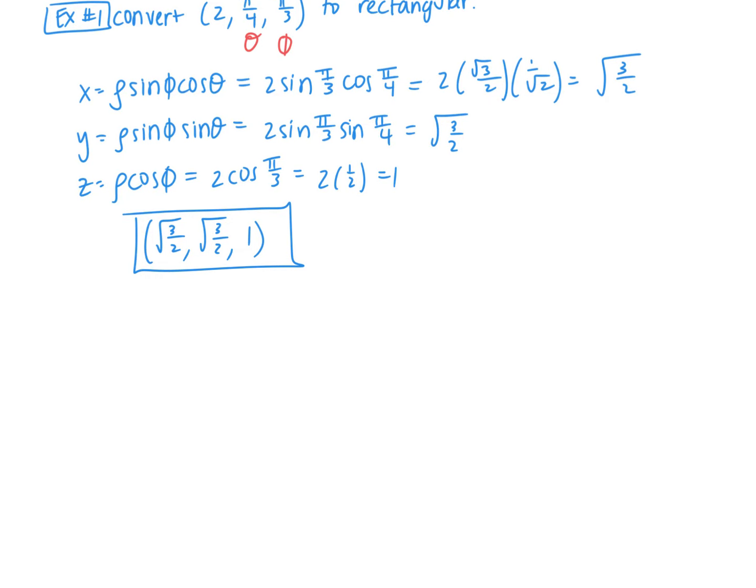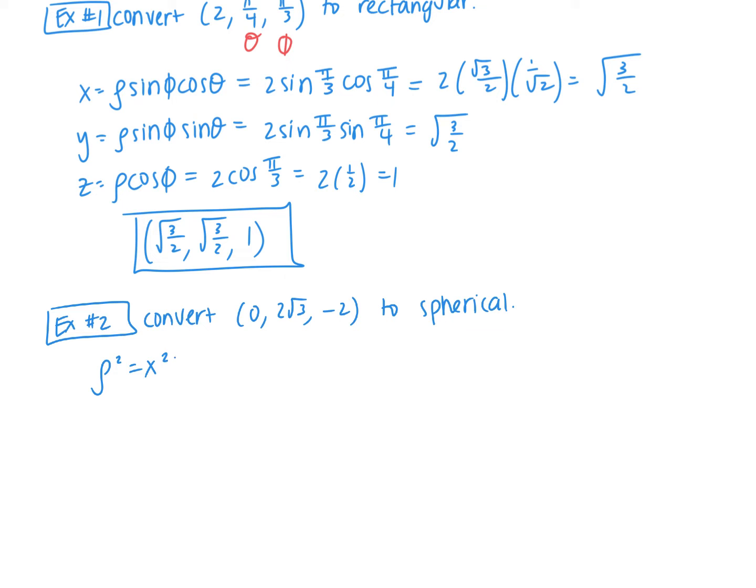We're going to do one more converting and then we'll look at some triple integrals. Second example, we're going to go the other direction. So this time our point is in rectangular. It's the point 0, 2 root 3, negative 2. And we are going to convert that to spherical coordinates. We're going to use the formulas that I gave you before.